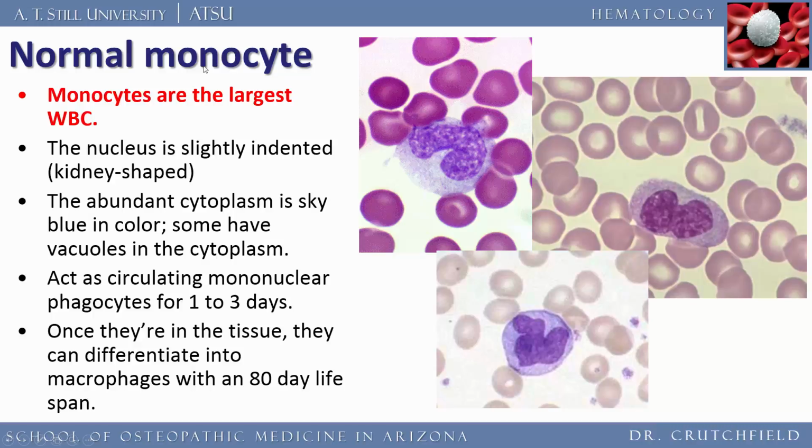So now let's look at a monocyte. Monocytes are the largest white cell. And remember, these are agranulocytes. They've got a giant, sort of bilobed, kidney-shaped nucleus. They've got a little more cytoplasm, which is sky blue. They're active in the circulation for 1 to 3 days. And then once they're in the tissue, they can differentiate into a macrophage and go have lunch on some bacteria with about an 80-day lifespan.